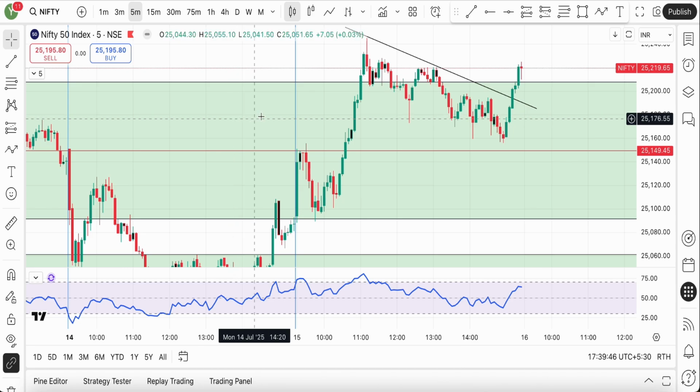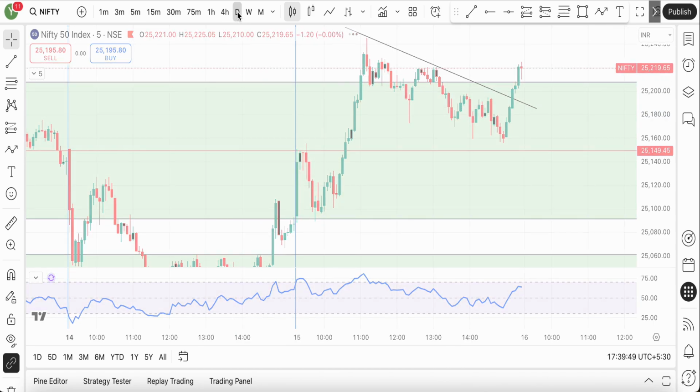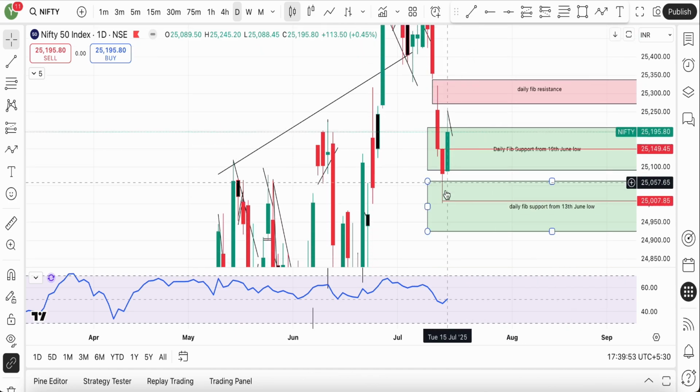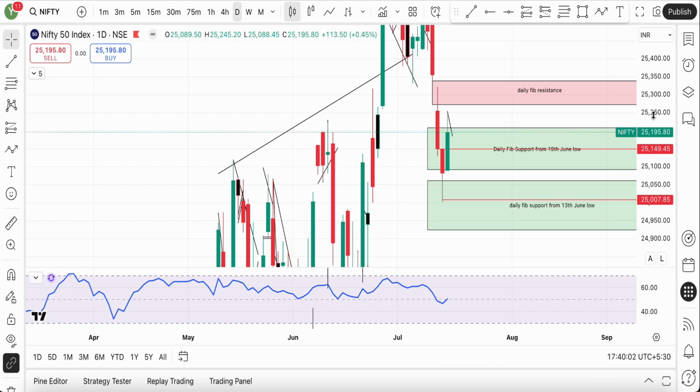Now, let's plan the day for tomorrow. I'll keep the video extremely short today. There's nothing much to be discussed. The low has been very, very intact. And if we see today again, this is the daily time frame, today's candle is very positive.